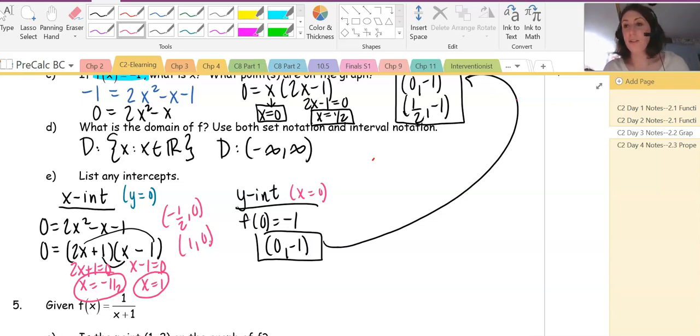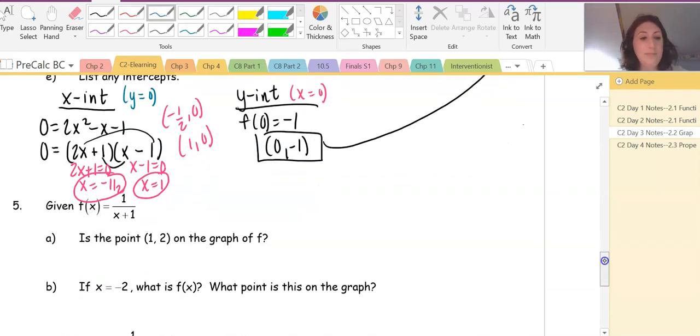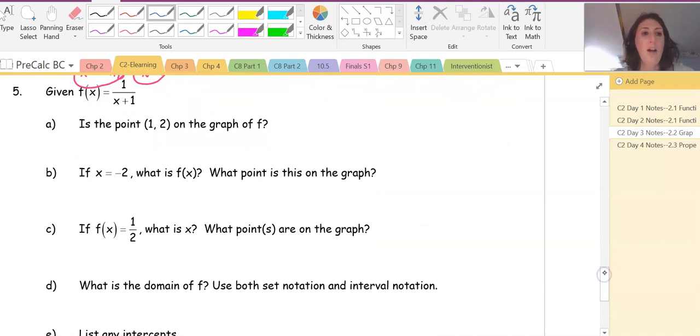The function is just a little different. So again, if you feel like pausing it and doing as much of this as you can yourself, feel free. I'm just going to go ahead and keep on teaching. Okay, rational function this time. We have that x plus 1 in the denominator. Is the point (1, 2) on the graph of f?